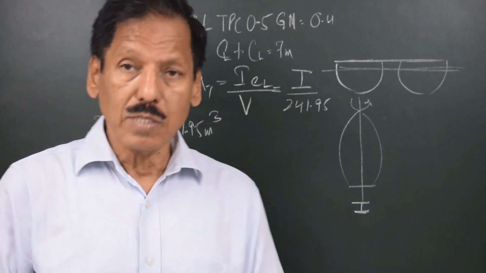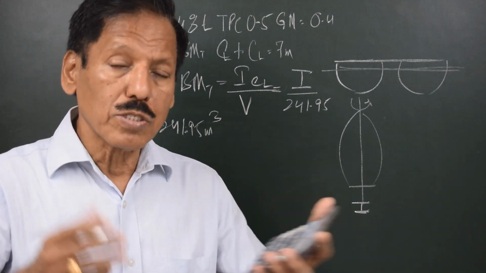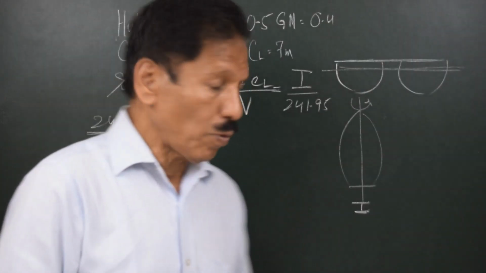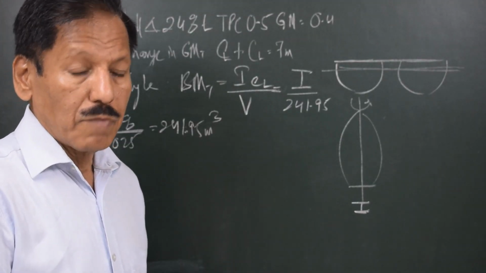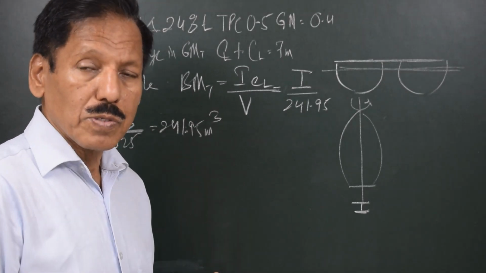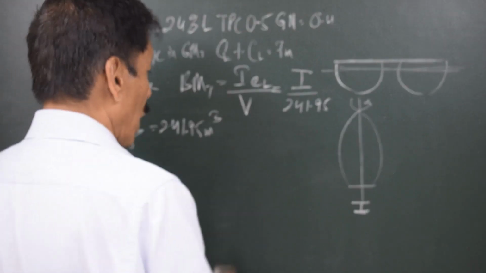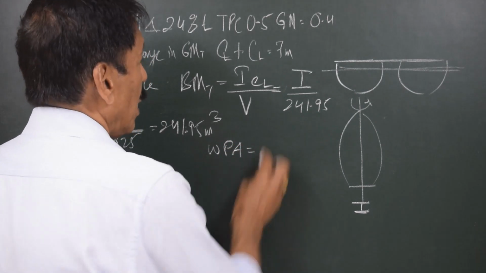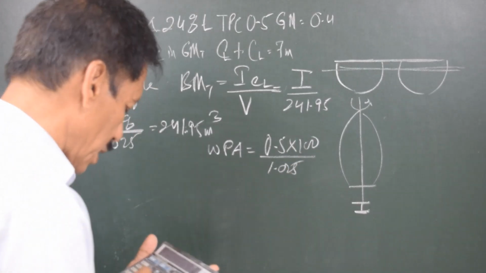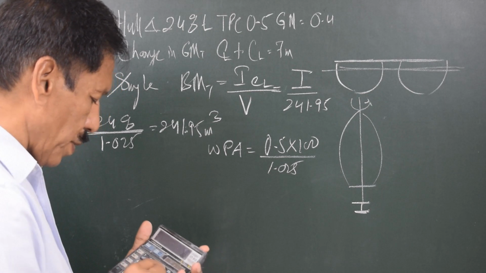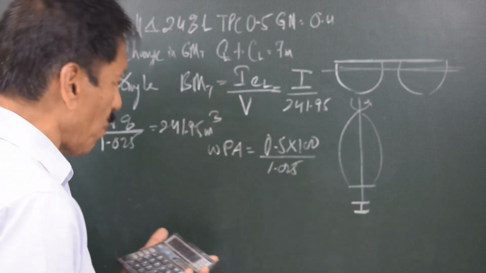TPC of individual hull is 0.5, and I always tell my students TPC is the tons per centimeter, how much you would load on the ship so that the mean draft changes by 1 centimeter. TPC has to be also understood as indirectly telling you what is the water plane area. If your ship's TPC is 50, that means approximately your ship's water plane area is 5,000. Multiply by 100. If you want accurate, you divide by 1.025. So water plane area of each hull is 0.5 into 100 divided by 1.025. That is 50 divided by 1.025. That gives me the water plane area as 48.78.